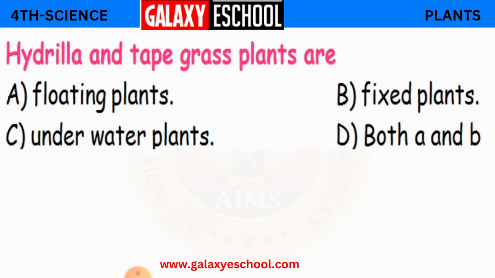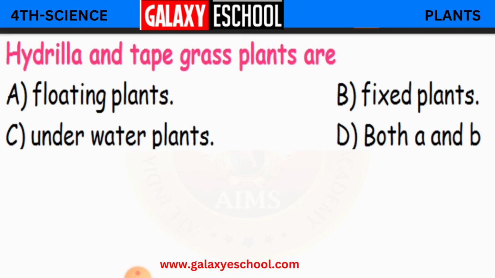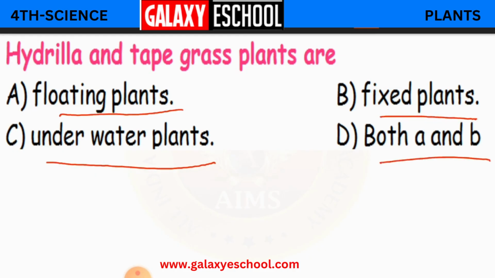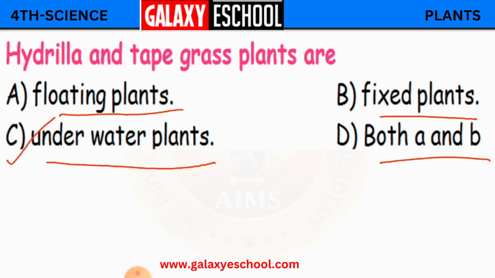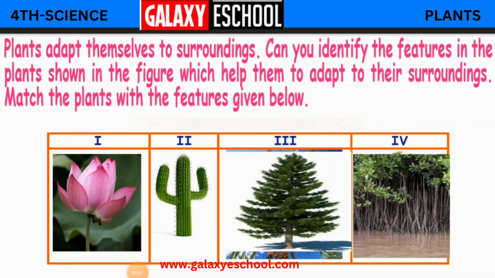Hydrilla and tape grass plants are. What are they? Are they floating plants, fixed plants, underwater plants or both A and B? So they are underwater plants. Okay, C is the correct answer. And here, children, plants adapt themselves to surroundings. Can you identify the features in the plants shown in the figure which help them to adapt to their surroundings and match the plants with the features given below?